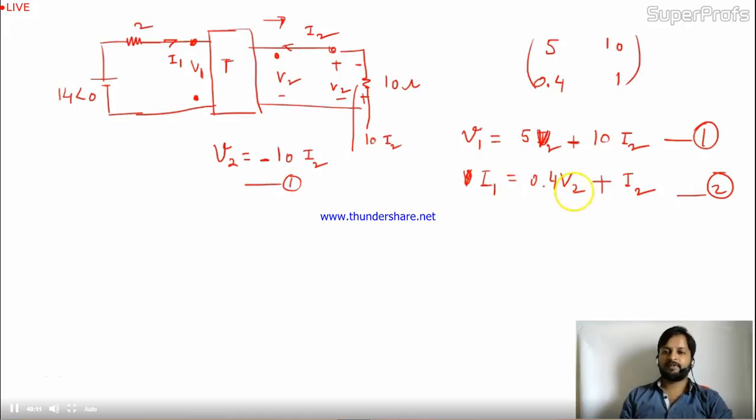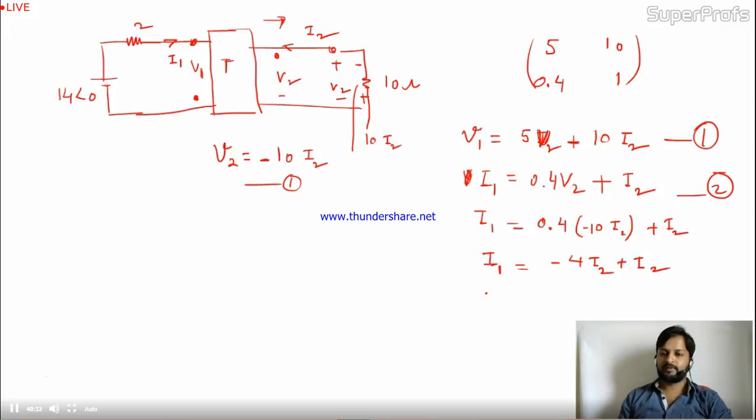Is it okay? You can replace it over here. So it will be I1 equal to 0.4 times minus 10 I2 plus I2. So this will be minus 4 I2 plus I2 equal to I1. Is it clear? So finally you are getting I1 equal to minus 3 I2. One relation you got.